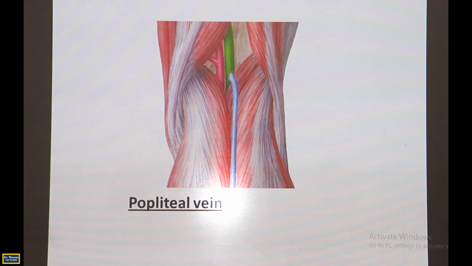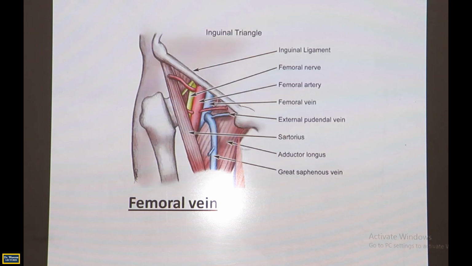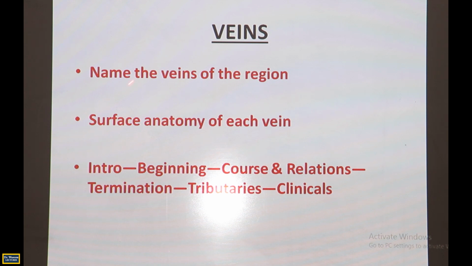After the venae comitantes of the leg join together to form the popliteal vein, the popliteal vein will continue to become the femoral vein, and the femoral vein will leave the thigh to become the abdominal vein, that is called the external iliac vein, which will join the inferior vena cava. So these veins are there just like arteries. Name the veins of the region, superficial and deep.